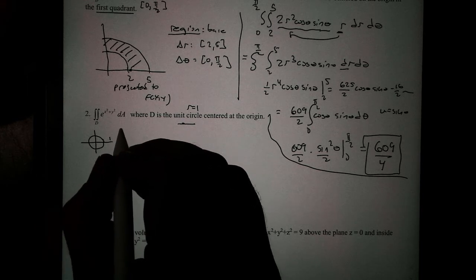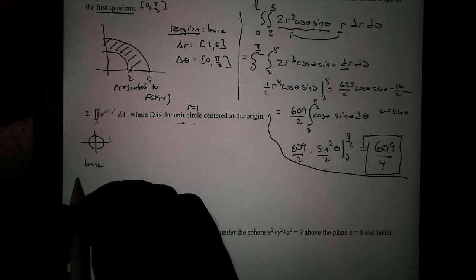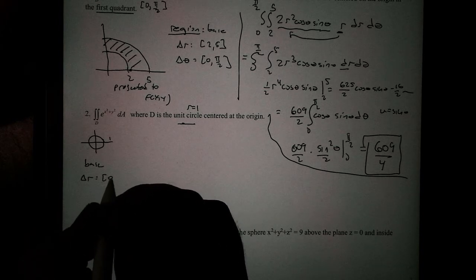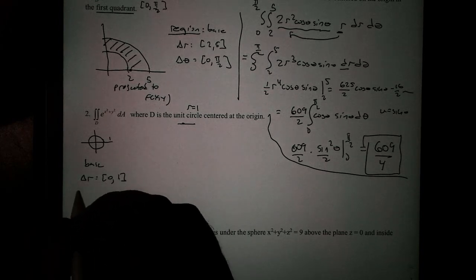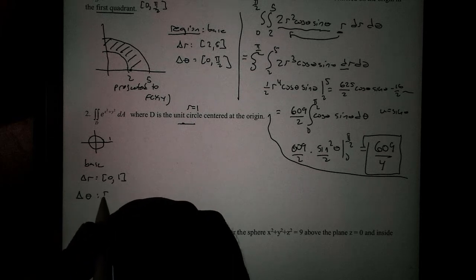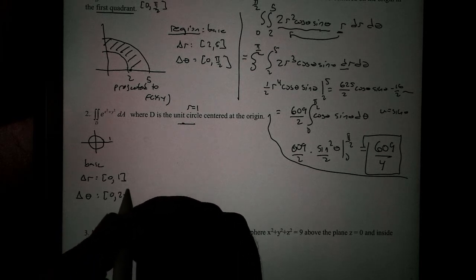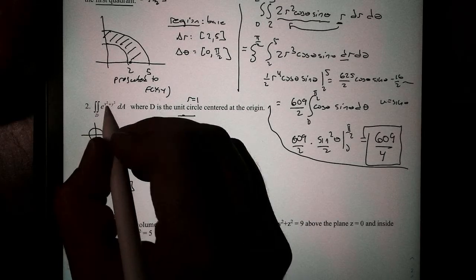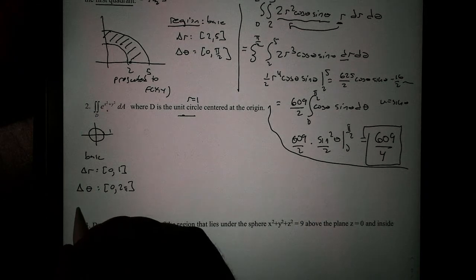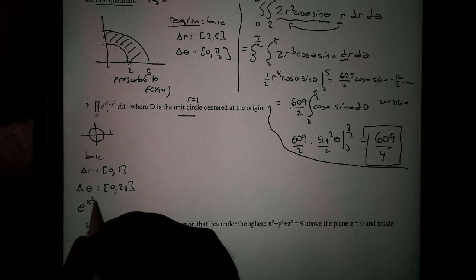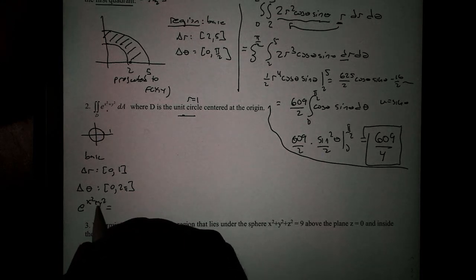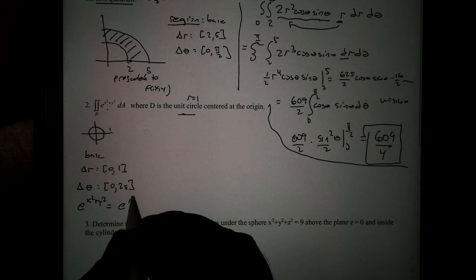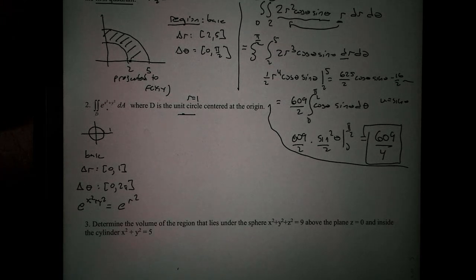My radius, for my base now, my change in radius is going to go from 0 to 1. My change in theta is going to go from 0 to 2 pi. Next, I have to convert. So I'm going to take this e to the x squared plus y squared and convert that. Oh, that's not too hard. What is x squared plus y squared? Oh yeah, r squared. There, I converted to polars. That's one of our polar conversions right there.